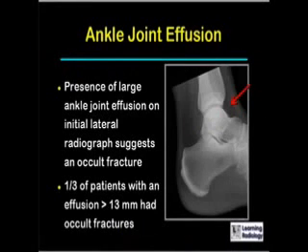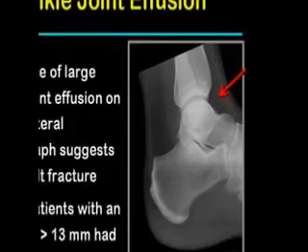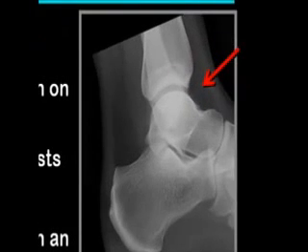Ankle joint effusions. The presence of a large ankle joint effusion on an initial lateral radiograph suggests an occult fracture around the ankle. About 1/3 of patients with an effusion that's greater than 13 millimeters in one study had occult fractures. The red arrow is pointing to the lucency where the anterior tibia meets the talus, where an ankle joint effusion would be visible when present.